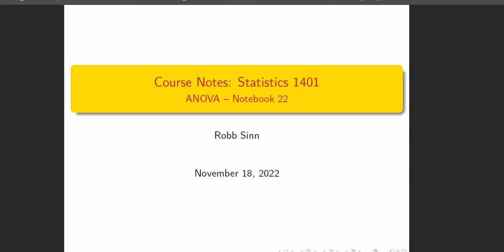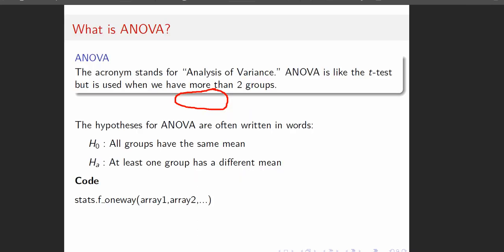All right, we're going to learn the last piece of hypothesis testing we need for our project, and it's called ANOVA. Okay, so get notebook 22 open and ready to go. All right, and we'll scoot through.